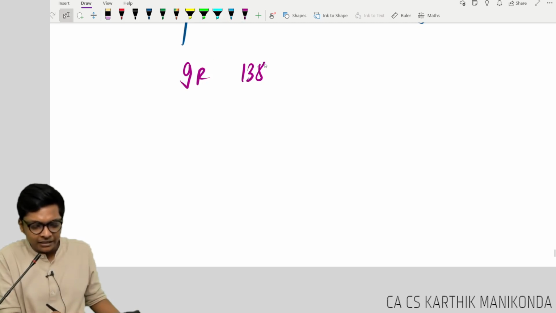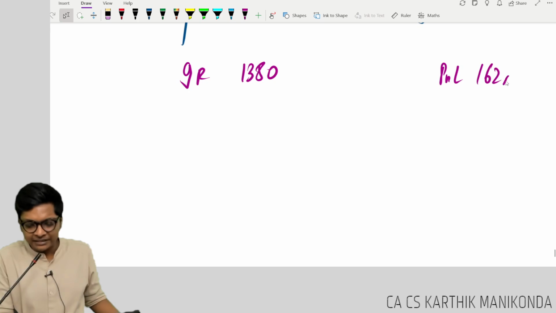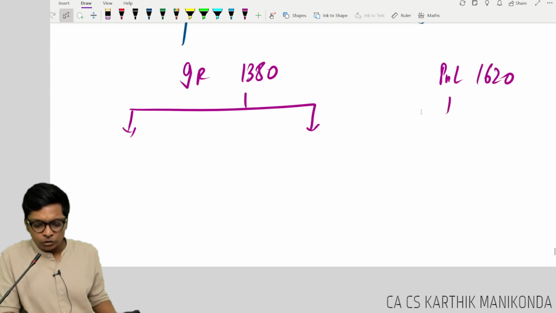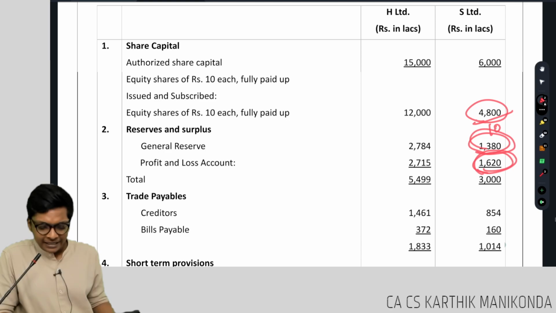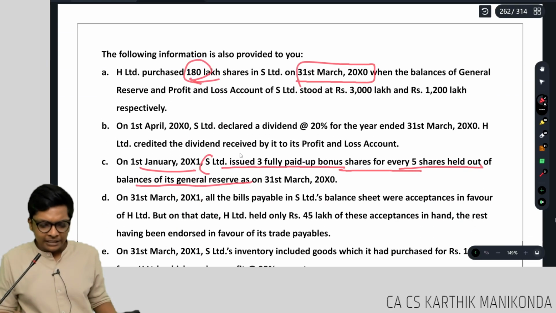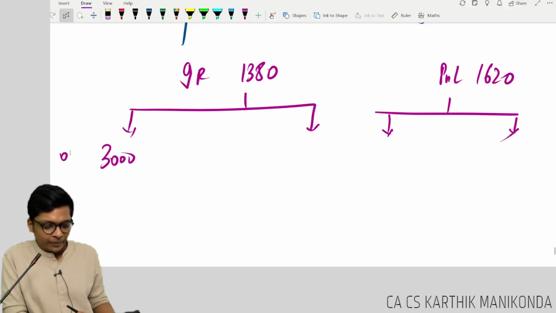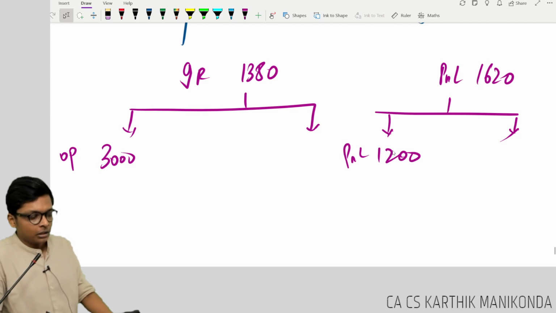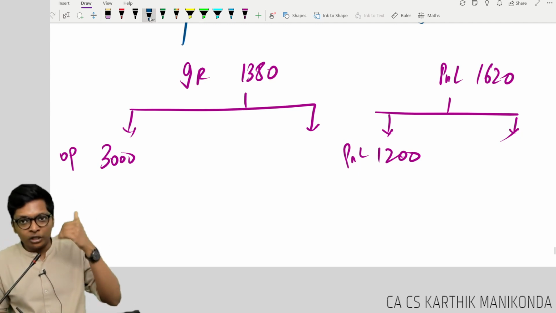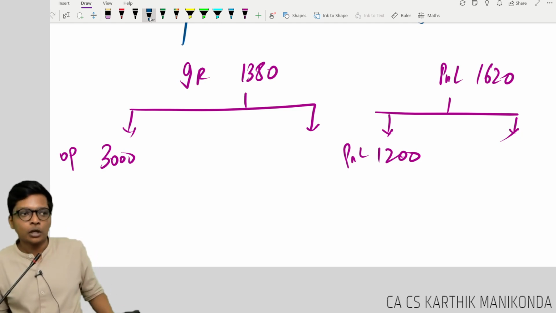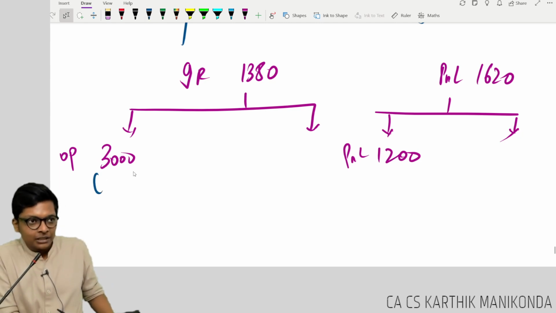General reserve 1380. P&L is how much? 1620. Let me write the opening balance also, which is given. They gave opening balance below, guys. General reserve is 3000, P&L is 1200. One adjustment which is on the top of my mind, because just now in step 2 I did bonus shares: bonus is given from general reserve, so I have to reduce bonus.